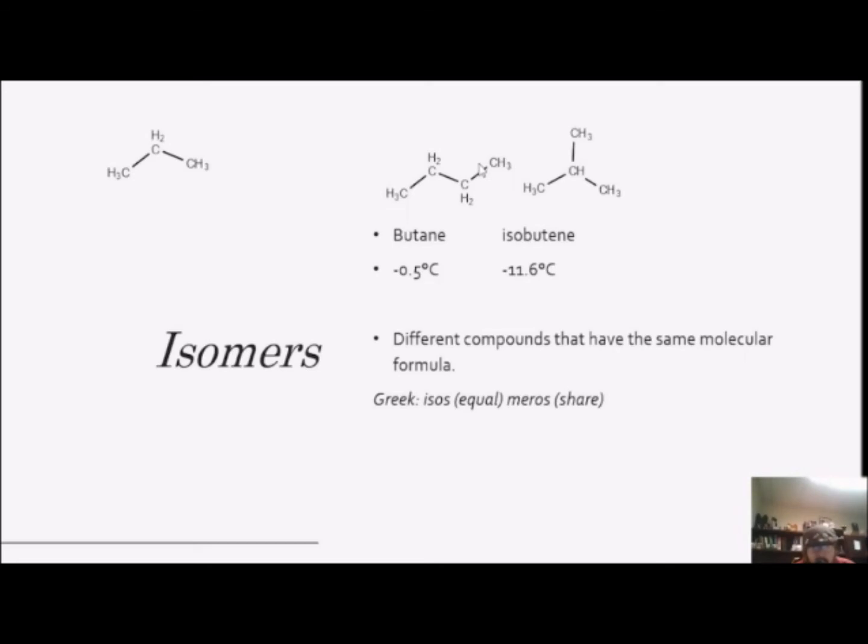Instead of adding a methyl to the primary carbon of propane, we've added it to the secondary carbon to make a tertiary center. The difference is that this boils at negative 11.6 instead of negative 0.5, so it boils at a much lower temperature. It's a lot easier to boil isobutane than it is to boil butane.